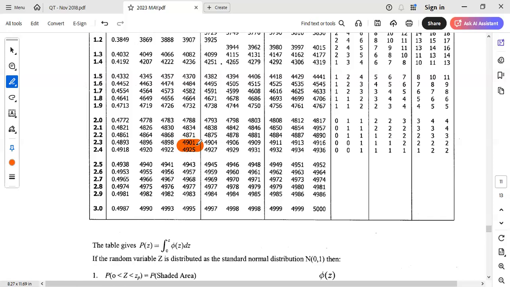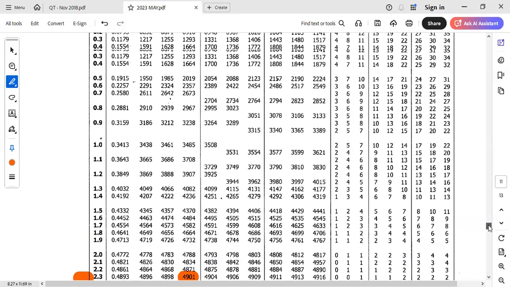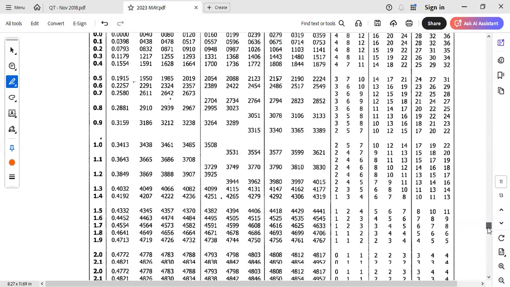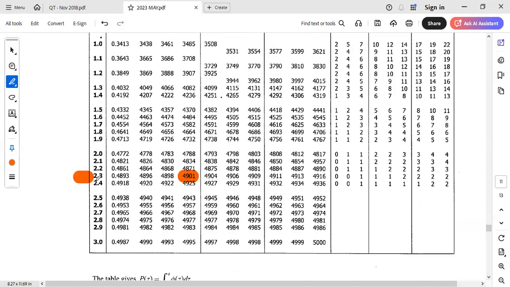So which value of Z gives you this probability? So Z, we read this, that is 2.3. First write 2.3. Then the column, where do you find that probability? It is column 3. So it means that the value of Z is 2.33.